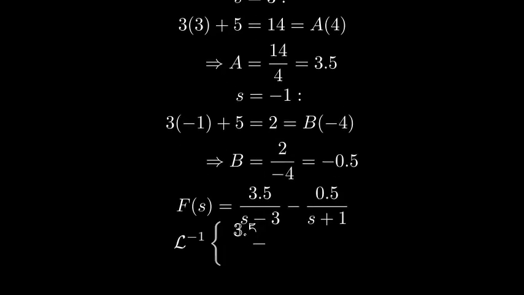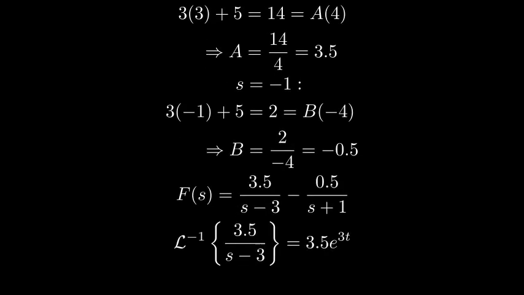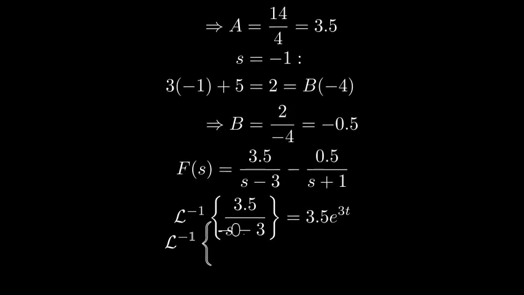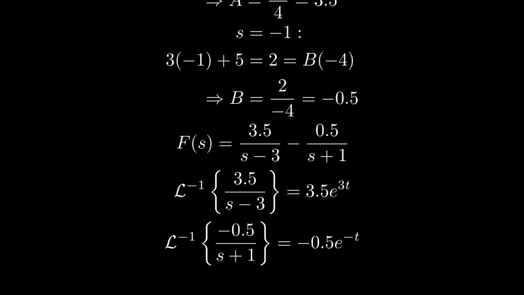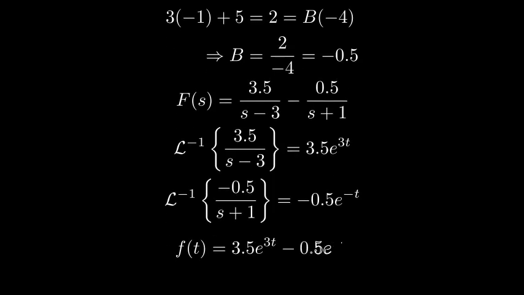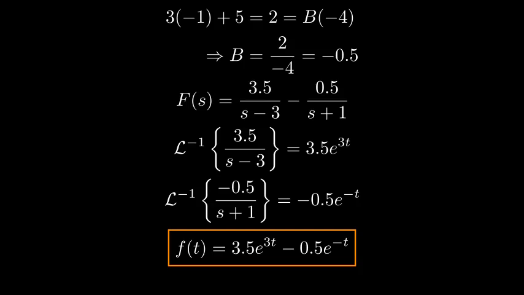Step 4. Now we can rewrite our function as 3.5 over s minus 3 minus 0.5 over s plus 1. The inverse of 3.5 over s minus 3 is 3.5 times e to the power 3t, and the inverse of negative 0.5 over s plus 1 is negative 0.5 times e to the power negative t. So our final answer is f of t equals 3.5 e to the power 3t minus 0.5 e to the power negative t. Let's move on to a second example that involves a different type of fraction.